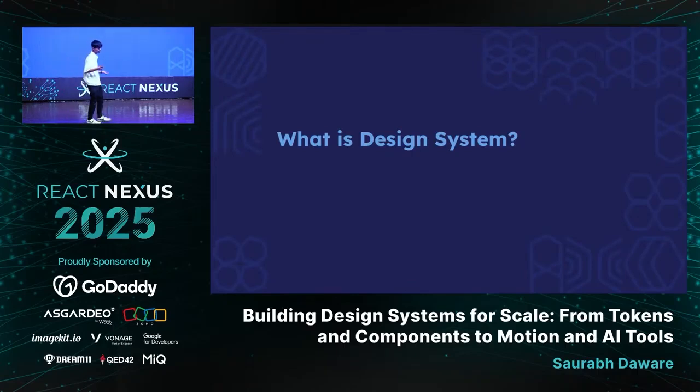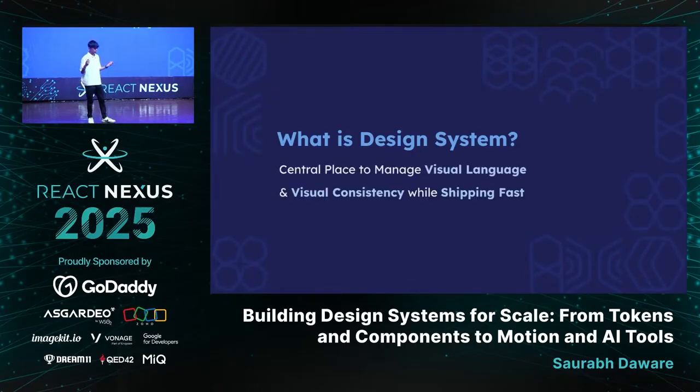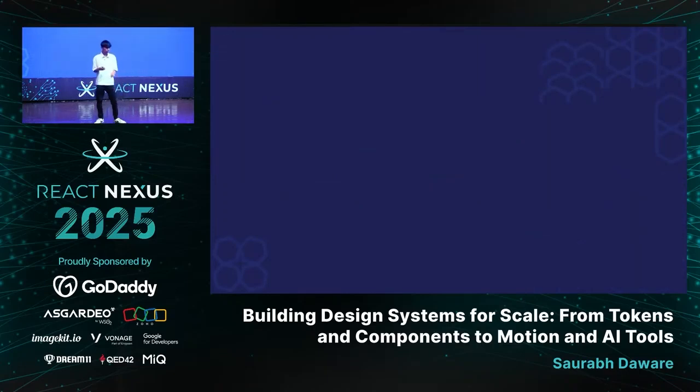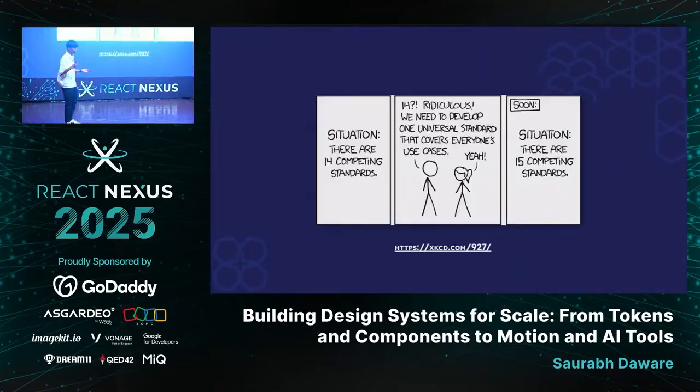Let's see what a design system is. That's what my talk is about. Design system is a central place to manage visual language and visual consistency while shipping fast. It defines a visual language for your company. It makes sure that the visual language is repeated multiple times so that it brings visual consistency across different products of your company. And it does so by making you ship things fast, because there's a similar solution for all of these things. Reusability is the solution for all of these. If you have something reusable, you already by default make things visually consistent. If it's reusable, you ship things fast. If it's reusable, you already end up defining a visual language. So yeah, that's what a design system is, and that's what my workshop is about.